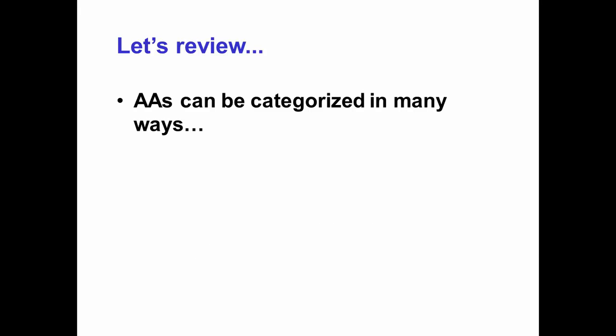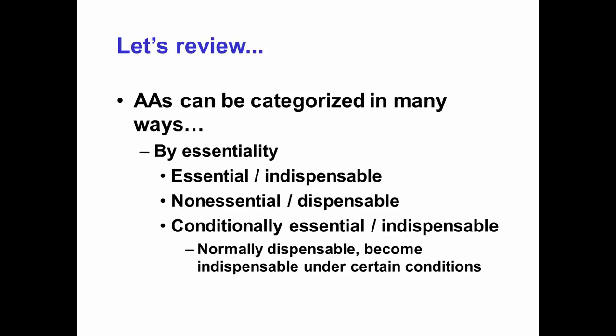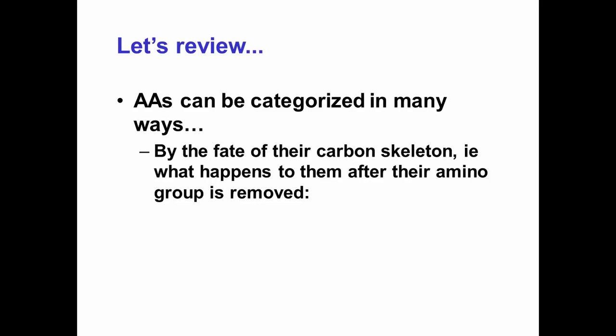Second categorization is by essentiality: non-essential, essential, conditionally essential. And then the last is by the fate of their carbon skeleton. And so I mentioned this before. Their carbon skeleton can be glucogenic, ketogenic, or both.